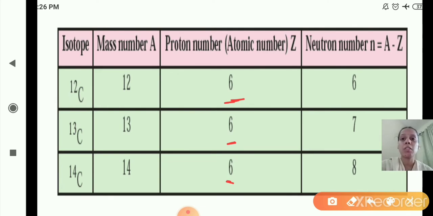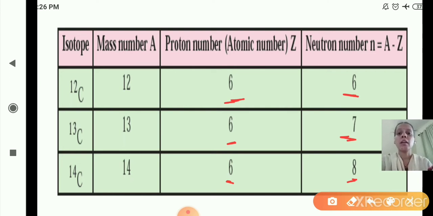Why is the mass number different? Because they have the same number of protons but a different number of neutrons. As you can see, the neutron number is 6, here it is 7 and here it is 8, right? So mass number is equal to number of protons plus number of neutrons: 6 plus 6 is 12, 6 plus 7 is 13 and 6 plus 8 is 14. So this is the example of isotope.